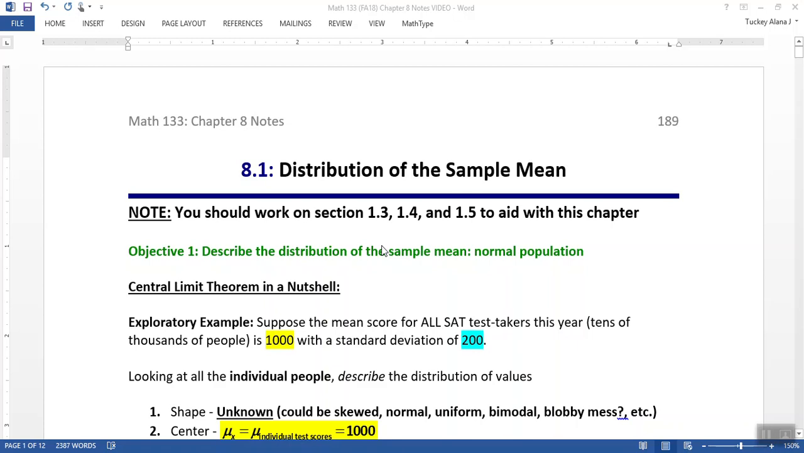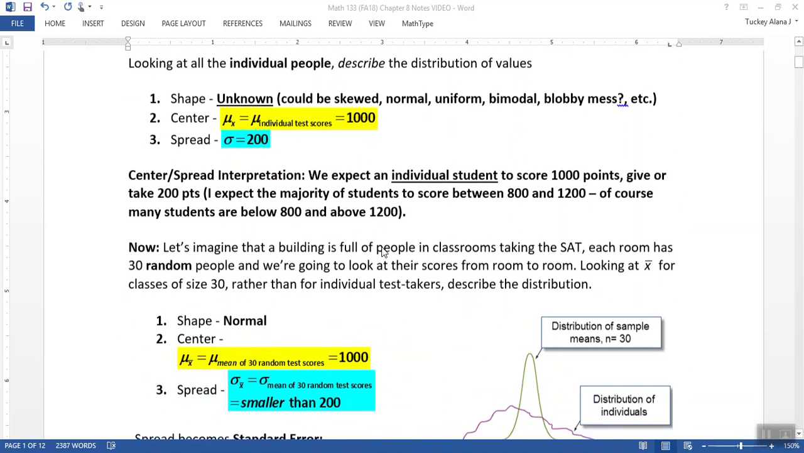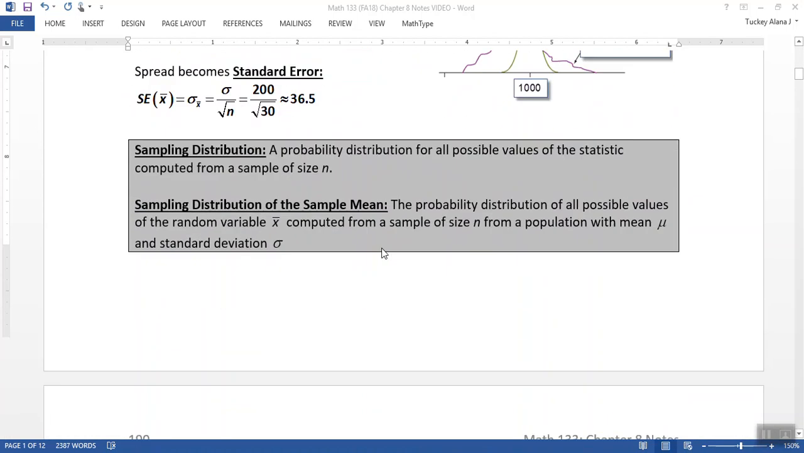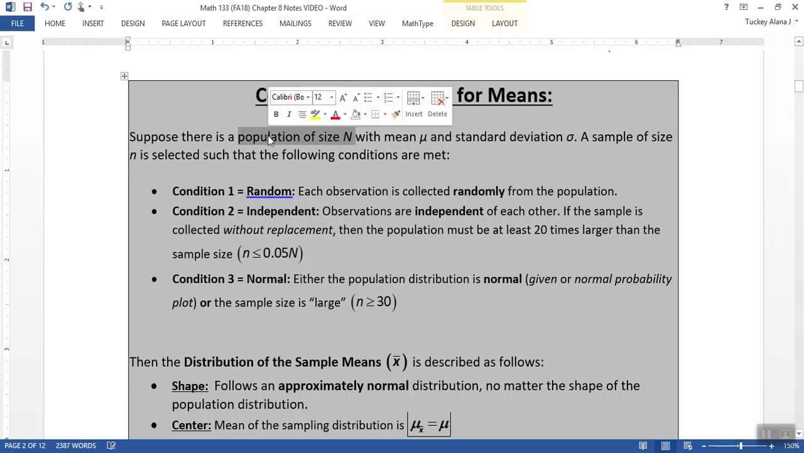We mentioned in the last video that the concepts of the central limit theorem only apply in particular circumstances. And so now we want to take a look at what those circumstances are and what the consequences of them are. Up here we have the central limit theorem for means, and it says suppose there's a population of size capital N, which is an important thing to note. Capital N is the size of your population, not the size of your sample.